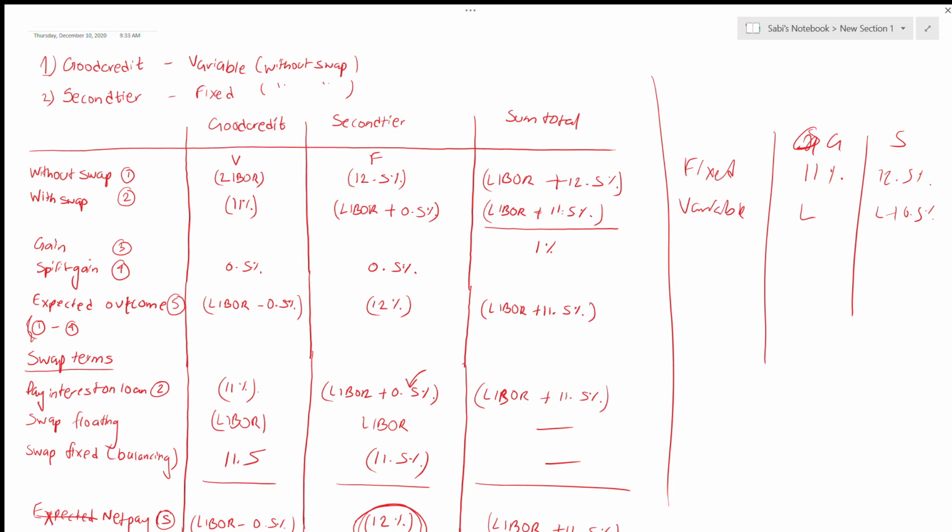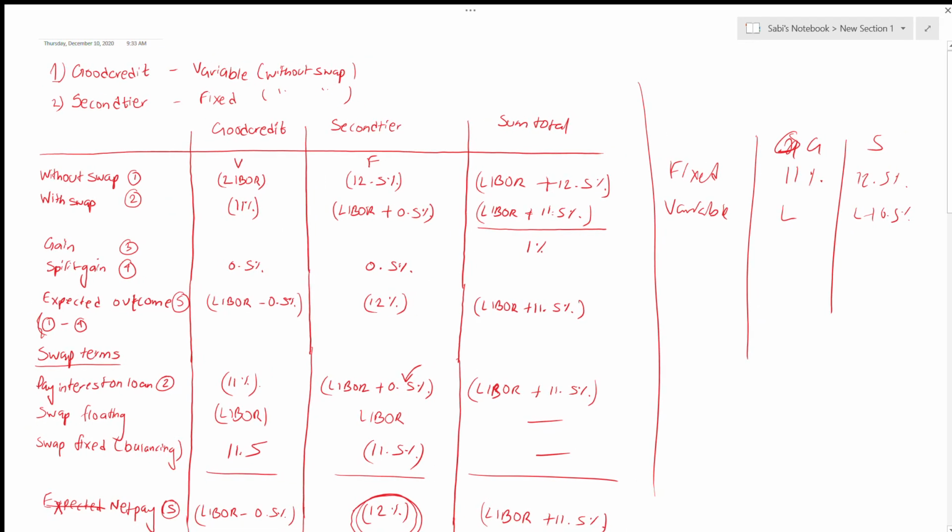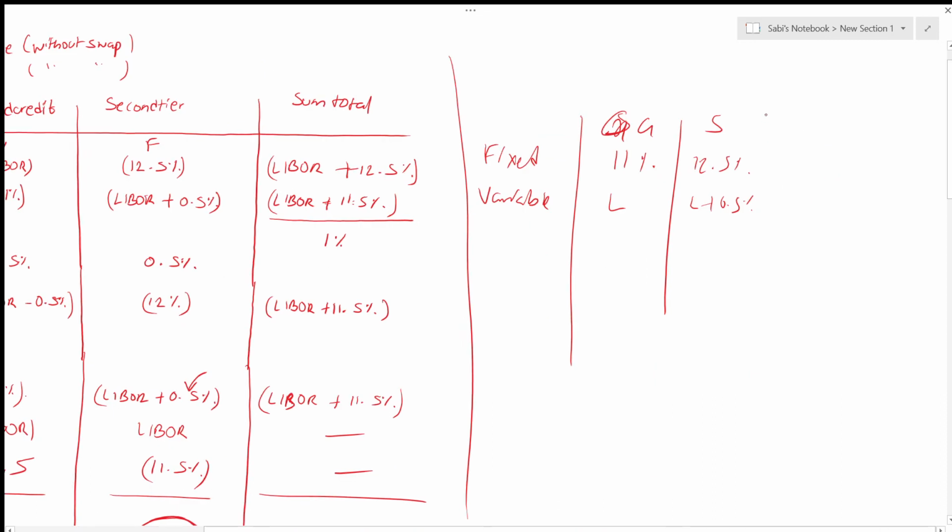But which one is less? Which one has the higher comparative advantage? We'll check, just check the difference. 12.5 minus 11 is 1.5. And here the difference is 0.5 only. So where do they have the higher? Again fixed. That means they have to swap fixed.